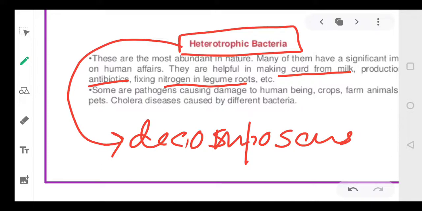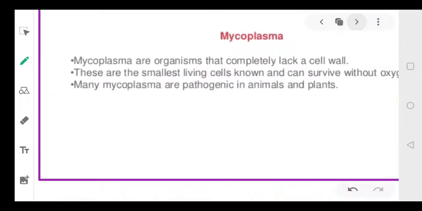Okay, dear students? Some of these bacteria may cause damage to human beings also. They can cause diseases. They can cause certain diseases in crops. They can affect the farm animals. Clear? Like the disease cholera is caused by bacteria.